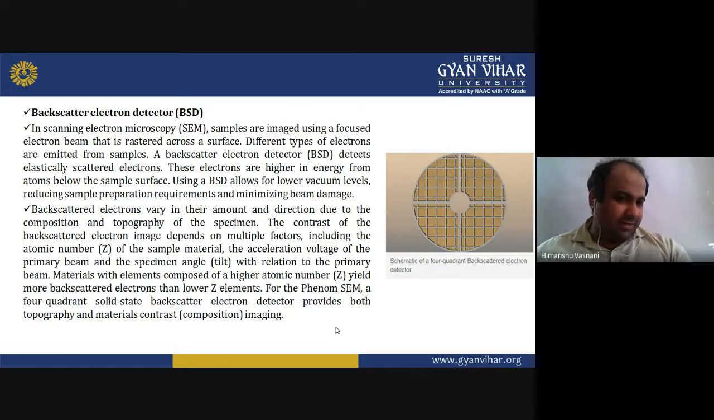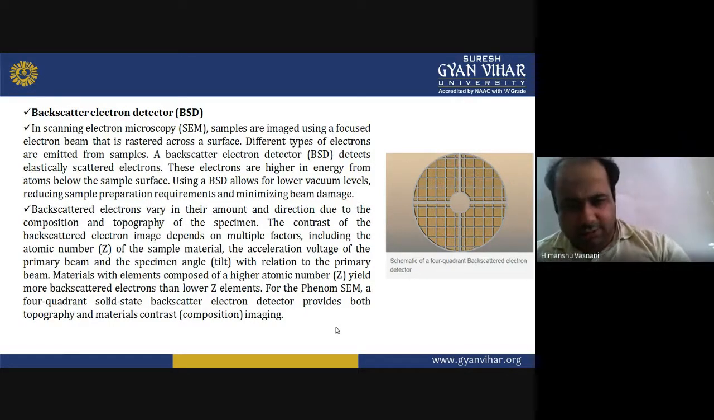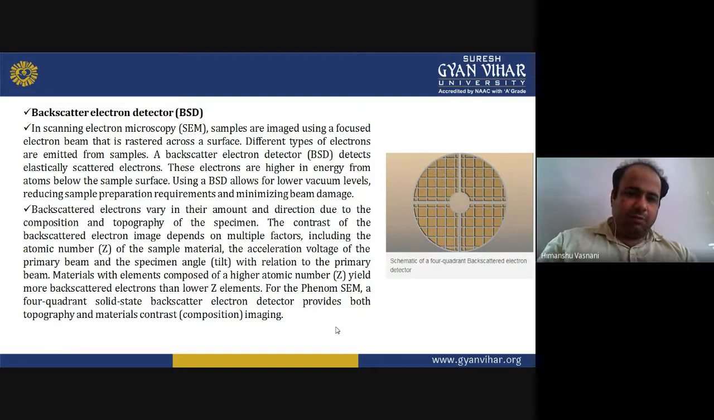The contrast of the backscattered electron image depends on multiple factors, including the atomic number of the sample material, the acceleration voltage of the primary beam, and the specimen angle, the tilt given in relation to the primary beam. Materials composed of elements with a higher atomic number yield more backscattered electrons than lower atomic number elements. So for the Phenom SEM, the four-quadrant solid state backscatter electron detector provides both topography and material contrast, that is, the material composition imaging.